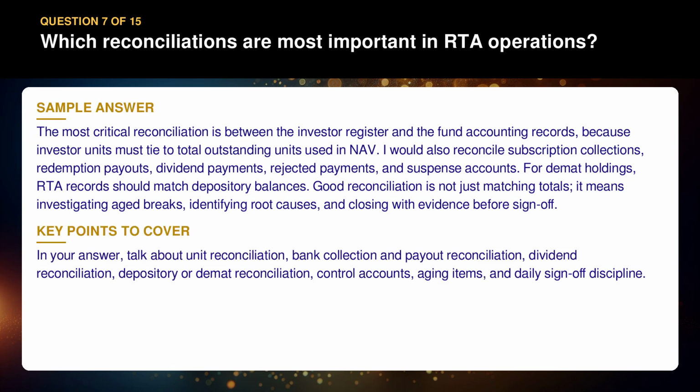In your answer, talk about unit reconciliation, bank collection and payout reconciliation, dividend reconciliation, depository or DMAT reconciliation, control accounts, aging items, and daily sign-off discipline.